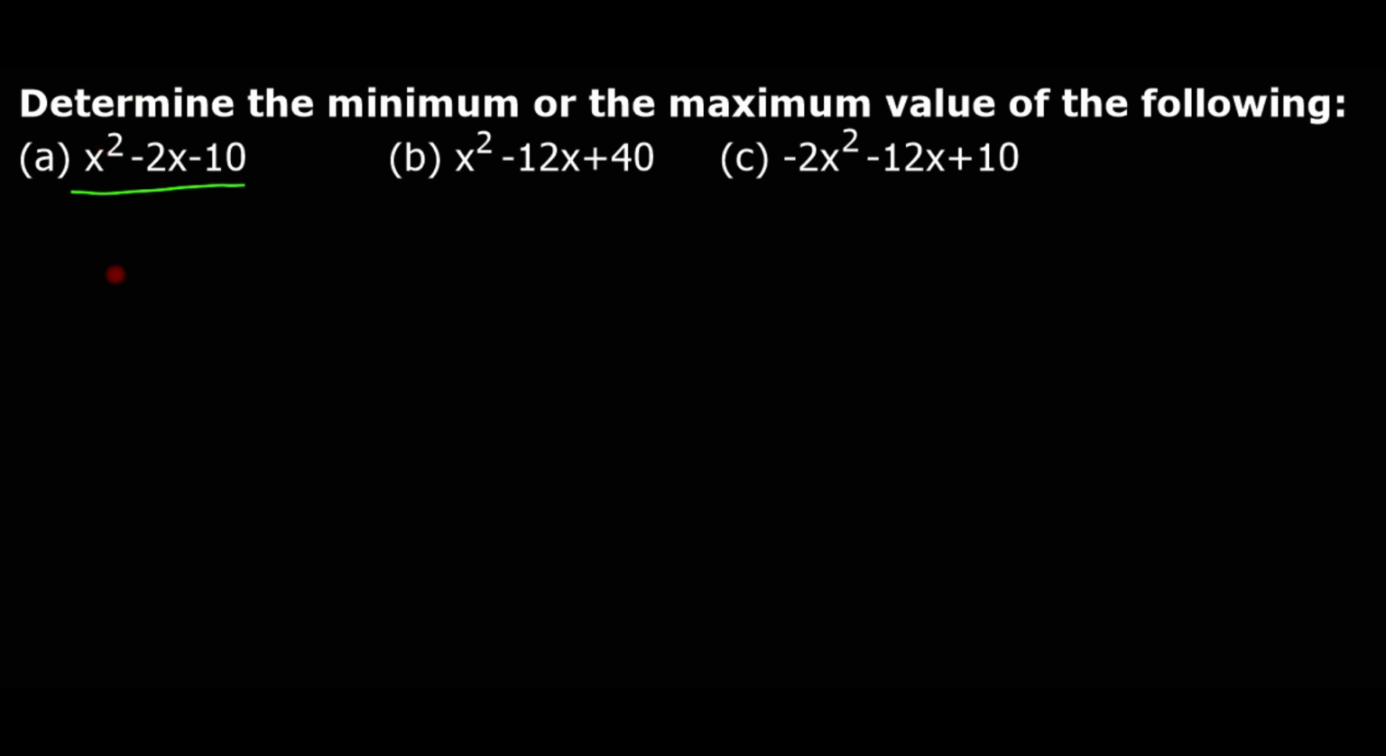When you complete the square you have this one: x minus 1 all squared minus 11. You can do them on your own because so far we have done how to complete the square. And then now you can see that because the value of a is positive, because a is greater than 0, obviously we will have a minimum.